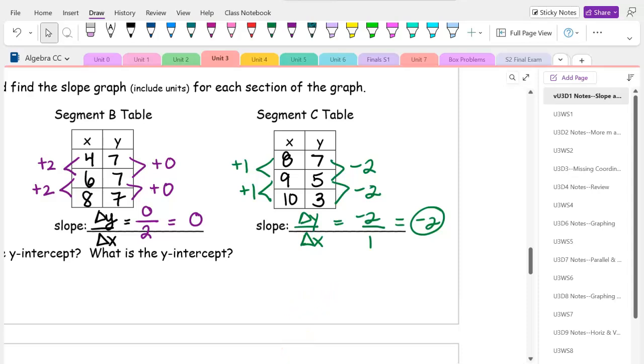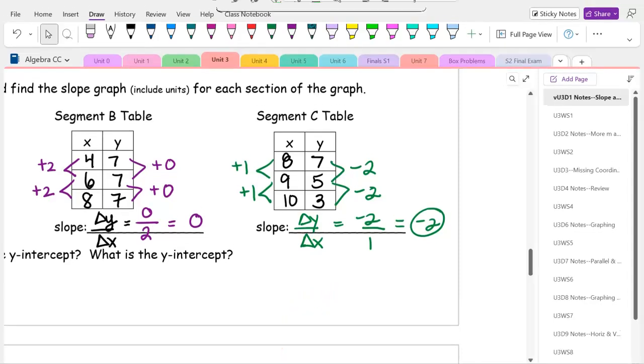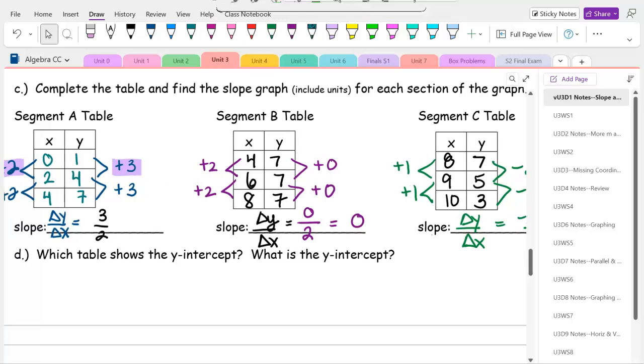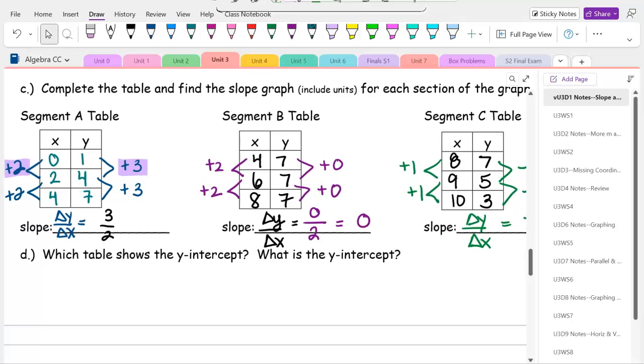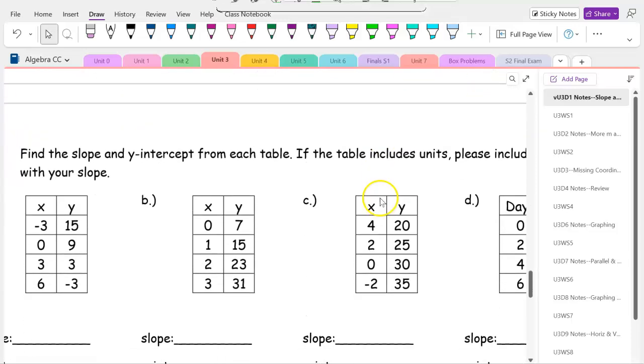Now, if you look at these 3 tables, only one of them contains the y-intercept. You should notice that's in segment A. It is right here, 0, 1. And the y-intercept is 0, 1 because remember, if it hits the y-axis, the x-coordinate is always going to be 0. So whenever you look at a table, you should be able to figure out the y-intercept by finding where x is 0.